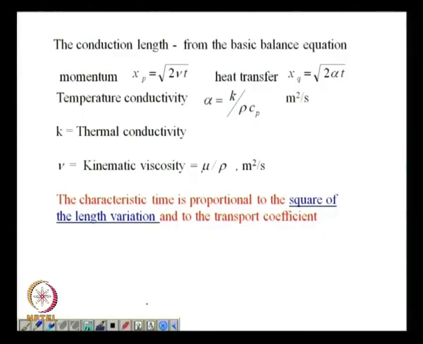When we look at the conduction length, from the basic balance equation, we know that for momentum the conduction length is given by √(2νt), where ν is the kinematic viscosity and t is the time scale. For heat transfer, the length scale involved is √(2αt), where α is the thermal diffusivity. So, the characteristic time is proportional, this is important, to the square of the length variation and inversely to the transport coefficient. So, if you keep making a device size smaller and smaller, the characteristic time is going to be reduced by the square of that. One can see how the time required to complete a process decreases drastically once the sizes of such devices are made smaller.